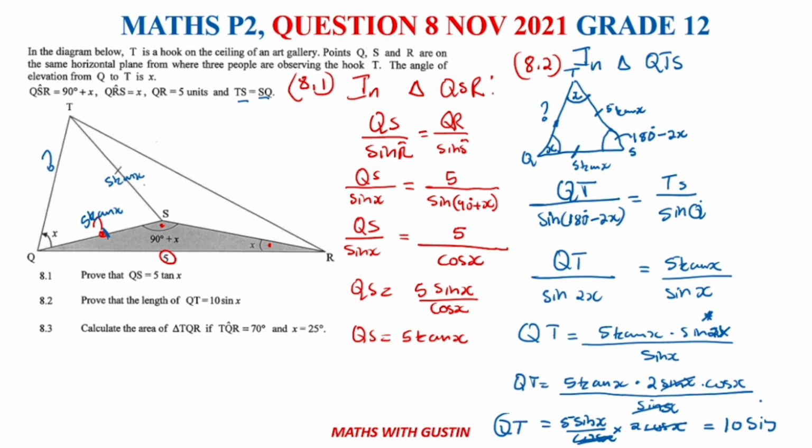I hope you guys understood this one. I hope it's clear, guys. If it's not clear, leave a comment in the comment section below. I will definitely try to assist where I can. But this is how you would deal with this one, guys, by applying the reduction angle and also understanding that the sum of angles in a triangle is equal to 180. Let's move on to 8.3.